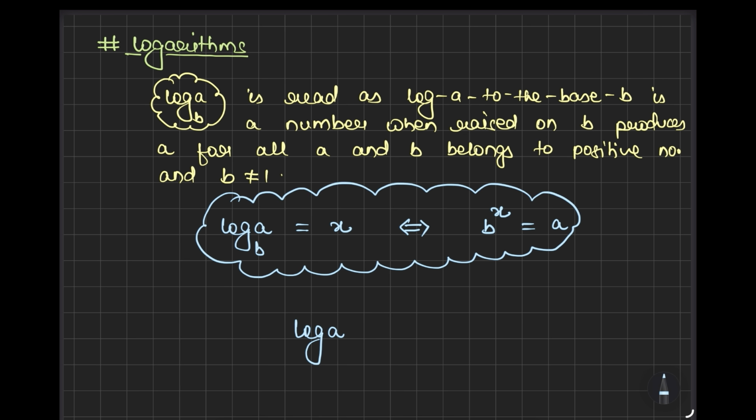So this is log a to the base b. First try to understand this. Who is this? This is the argument. We will call it the argument. Okay, and this one is the base. I hope these two things are clear.